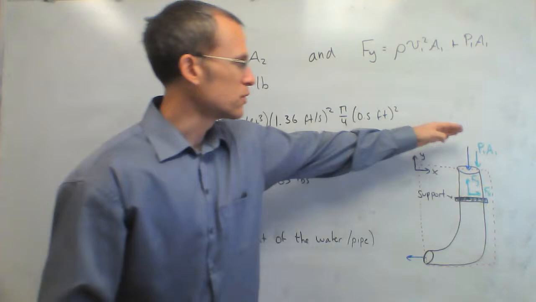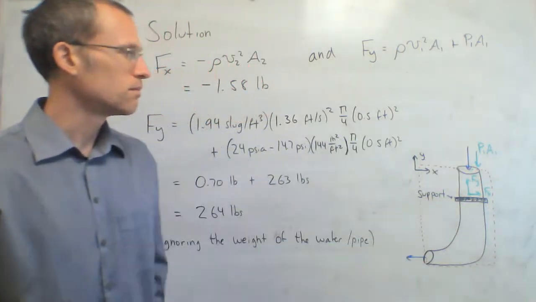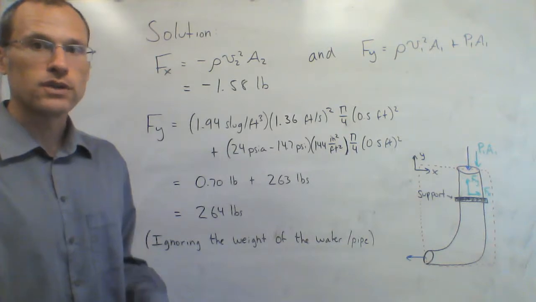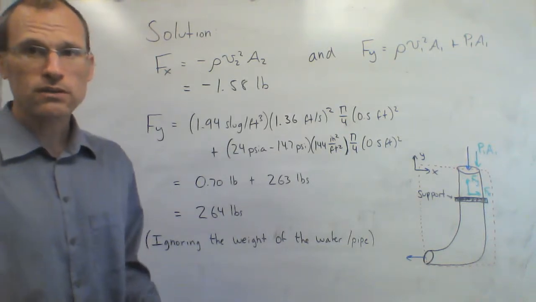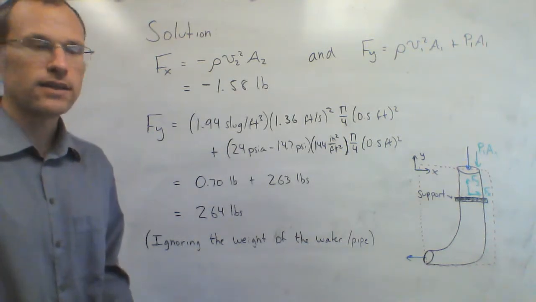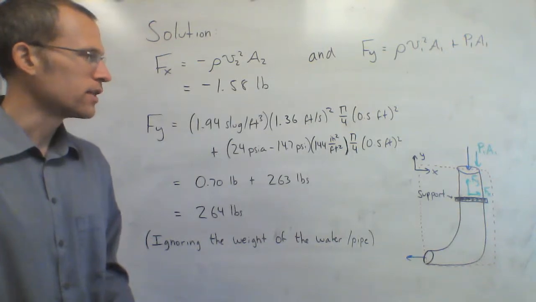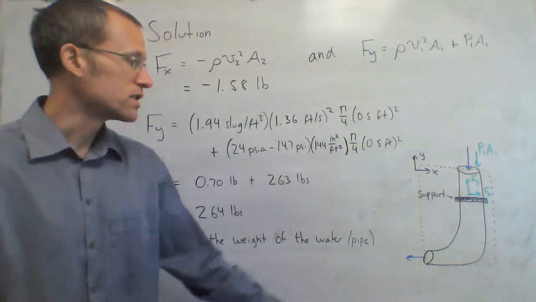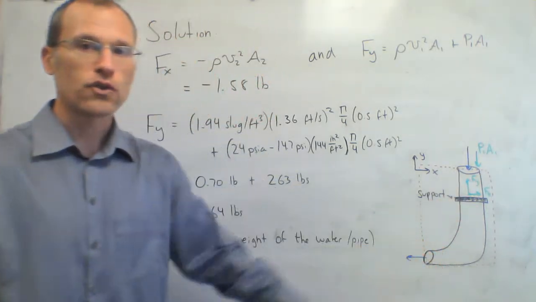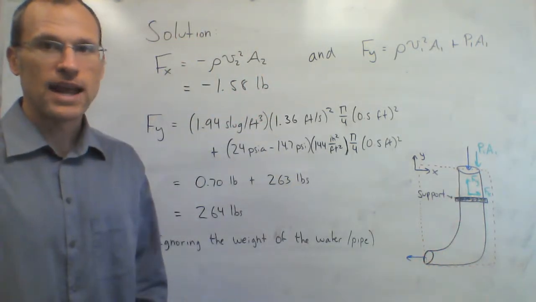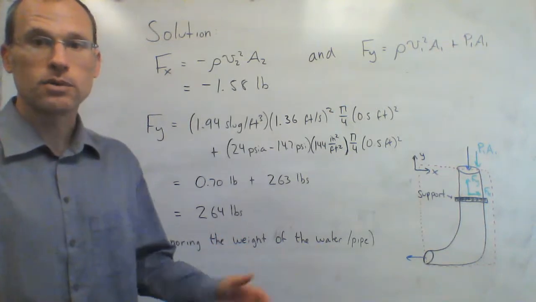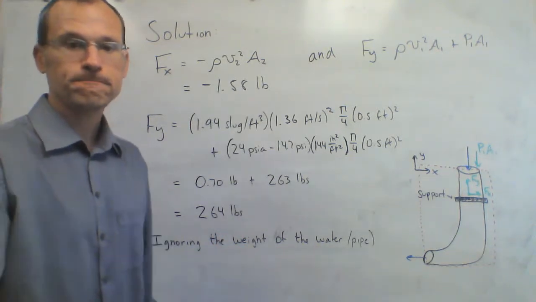Again, both of those are pushing this thing down, so my support's going to have to hold that up, so positive 264 upwards. Other thing that I kind of neglected in this was the weight of the water and the pipes. The pipe probably has some weight to it. The water inside there, whatever the volume of water is, I can figure out how much that weighs, and technically I probably should have added that onto this as well to hold it up in the y direction.